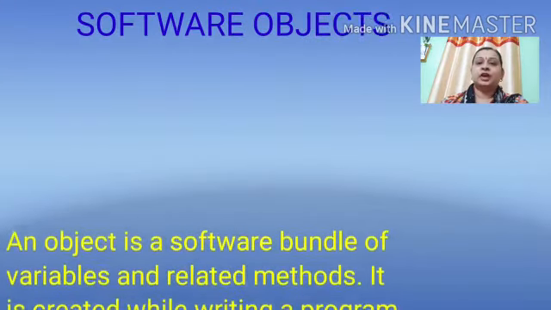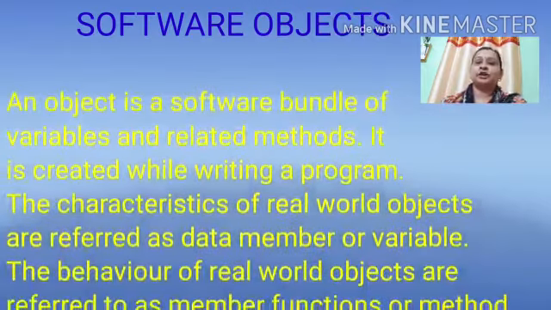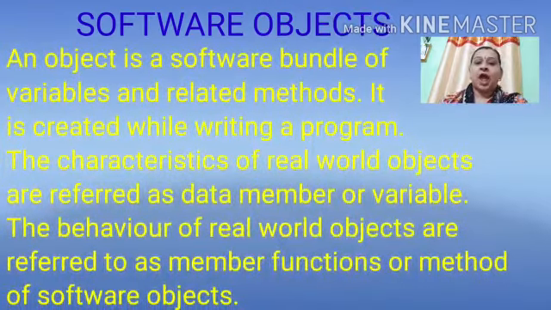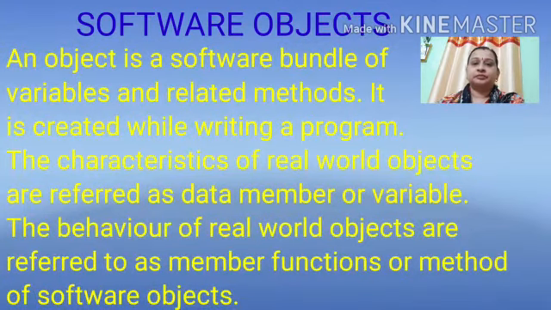Software object. An object is a software bundle of variables and related methods. It is created while writing a Java program. So the characteristics of the real world object are referred to as the data members or variables of the software object, whereas the behavior of the real world object is referred to as the member function or member method of the software object.